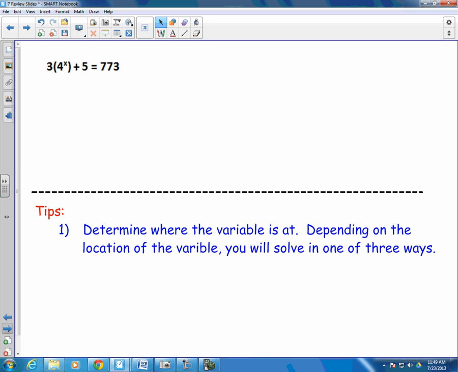So for this first one we're looking at, I'm going to solve for x. The variable is in the exponent. Okay, when it's there, I'm going to do something specific, but before we even get to that specific thing, I got to get that 4 to the x by itself.